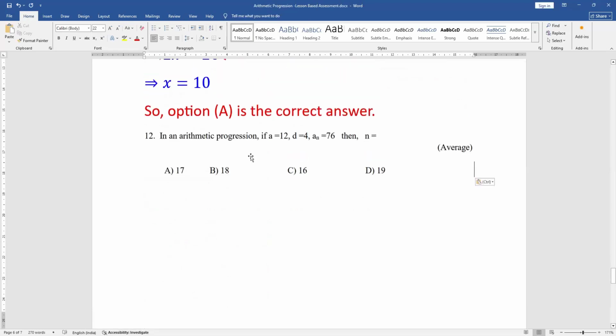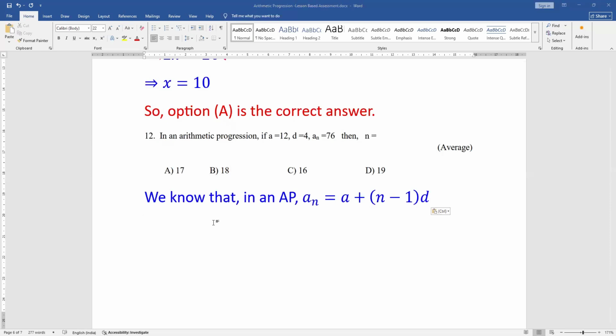In an arithmetic progression, if a equals 12, d equals 4, and an equals 76, then n equals dash. So now what I'll do is, we know that an equals a plus n minus 1 into d, I'll write that down. Okay, now it is already given: a is 12, the first term, common difference d is 4, and an is 76.